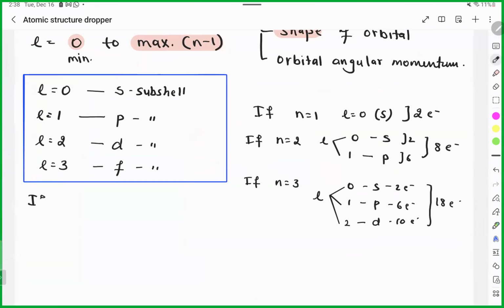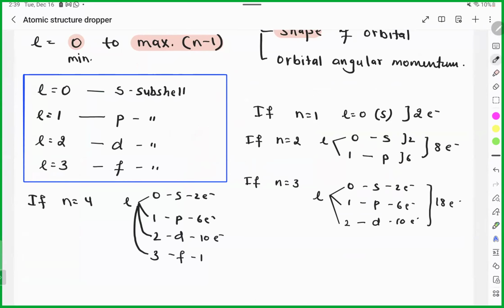Jordan, if n value is 4, what will be the L value? L value would be S, P, D, and F. So it would be 0, 1, 2, 3. So here it is S, P, D, F. Here 2 electrons, here 6 electrons, here 10 electrons, and that is 14 electrons. Total will be 32. And you know these are the magical numbers 2, 8, 18 and 32, right?